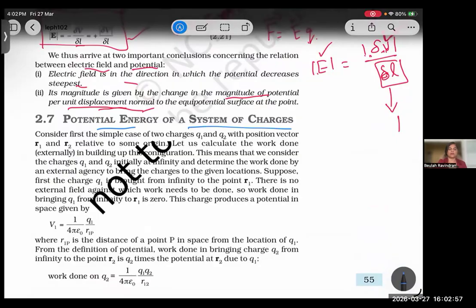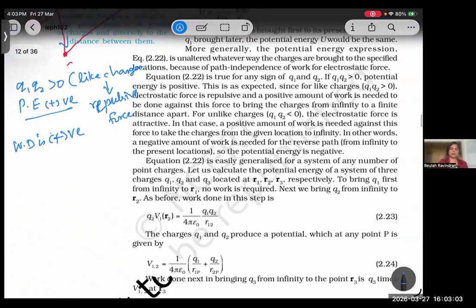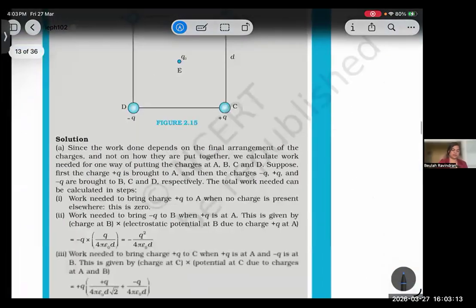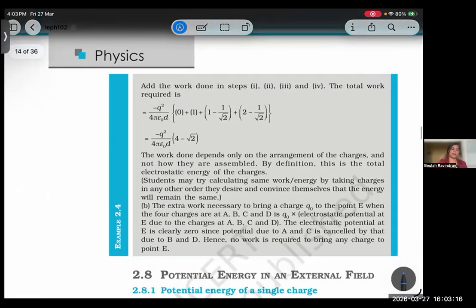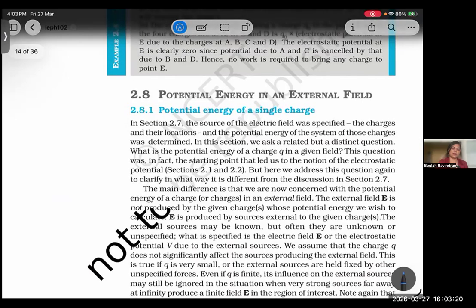For that, you have to consider three charges, so it is written as a two charge system and a three charge system. Here it is the two charge system, here it is the three charge system. Okay, so like that you have learned. The major difference between these derivations, I will explain. Here you have written for potential energy in an external field. So what is the major difference?